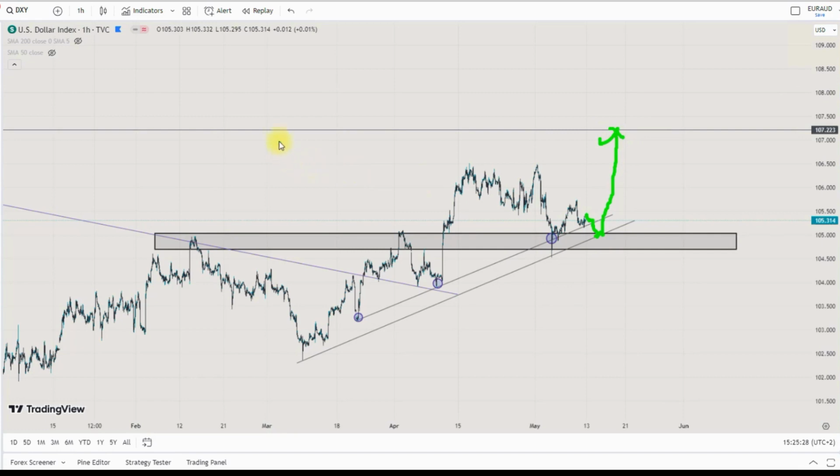Going forward to this week, what I'm still looking at on DXY is to the upside, which means that I'm still bullish on the DXY strength. I'm still bullish on DXY. So let's see how it goes.